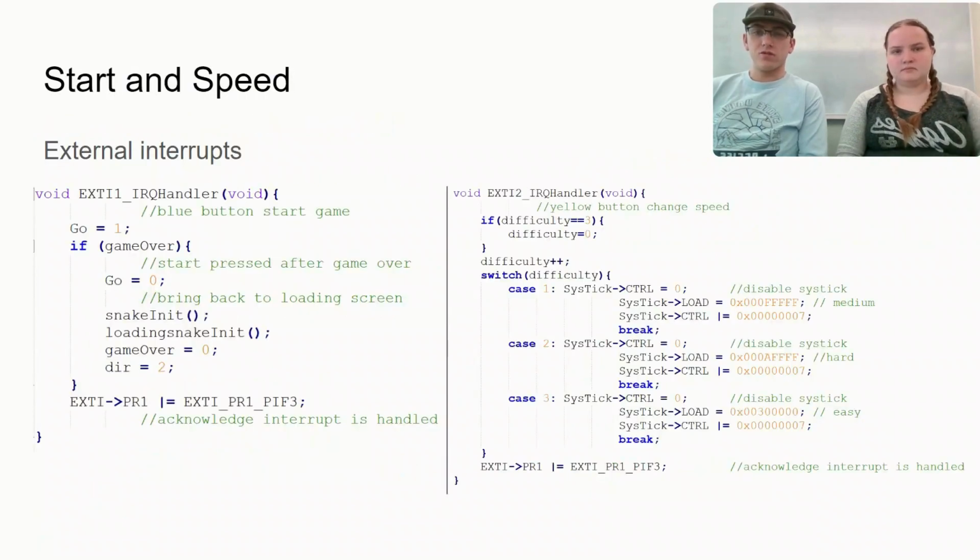Here we have the two hardware interrupts for the speed button as well as the start button. The start button works by changing state if it is triggered, and if the game is over and the snake is dead, triggering this button will change the state back into the loading screen. The other interrupt works by putting an updated value into the SysTick load register in order to change the speed of the game.